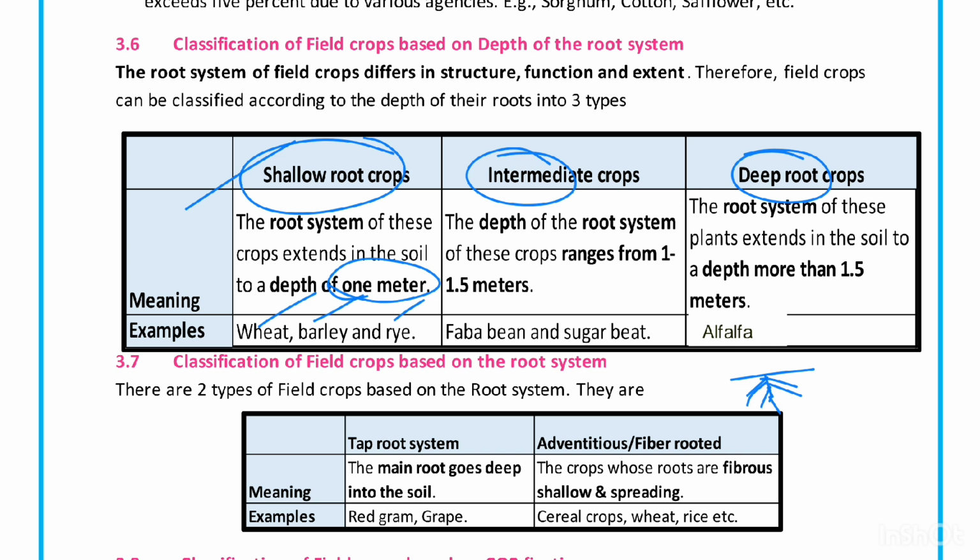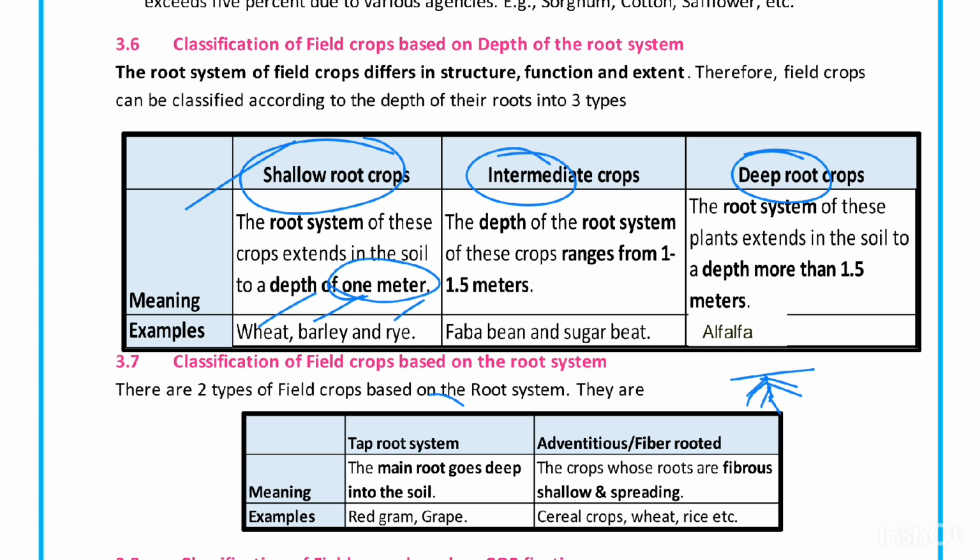If you ever get the chance to visit a rice field or wheat field and pull the plant out, you will see that they have a shallow root system. Not much force is required to pull such plants. That is shallow root crops. The root system does not penetrate down into the soil.